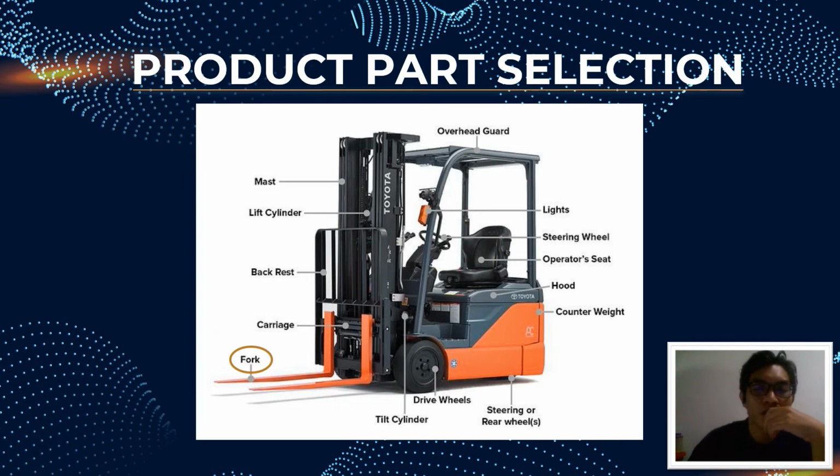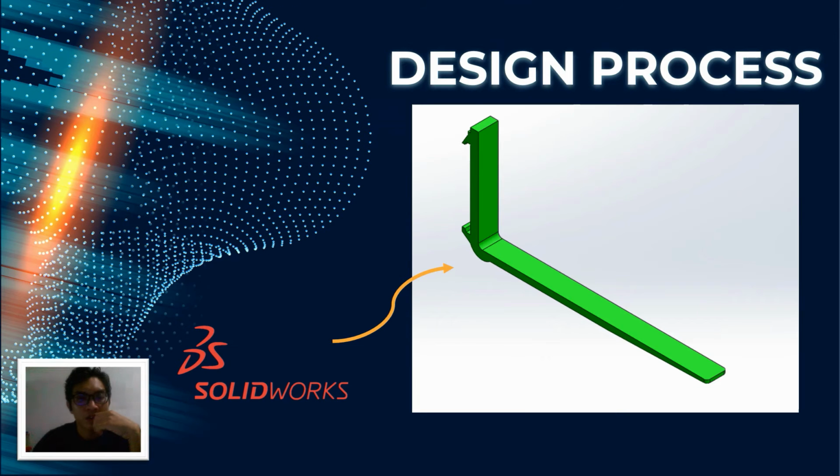For the product part, we select the fork of the forklift to be our design product, which is the fork always used to lift wood pallets in the industry. So this is our design of the fork. We are using SolidWorks to design this fork.